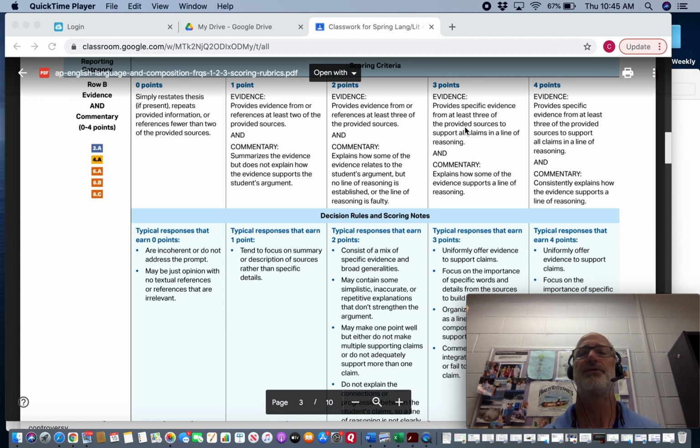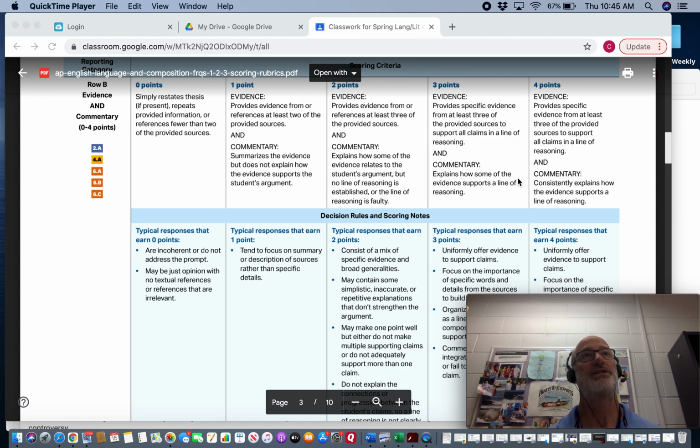So let's look at the differences here. Provide specific evidence from at least 3 of the provided sources to support all claims in a line of reasoning. It's the same between 3 and 4. Then it explains how some of the evidence supports a line of reasoning, versus consistently explains how the evidence supports a line of reasoning. So you have evidence here that is going to be the same, but your commentary is what differentiates between the 3 and the 4.